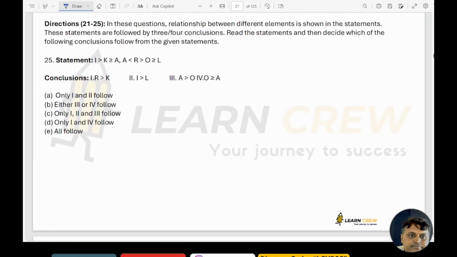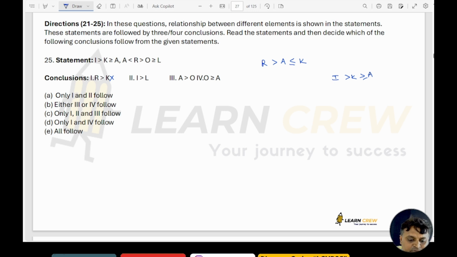Now question 25. R is greater than K. From R to K, A is less than R, which means R is greater than A. K is greater than or equal to A, meaning A is less than or equal to K. So between R and K, the relationship can't be established. I greater than L means I greater than K greater than A. So between I and K, I is greater than K, and K is greater than or equal to A.